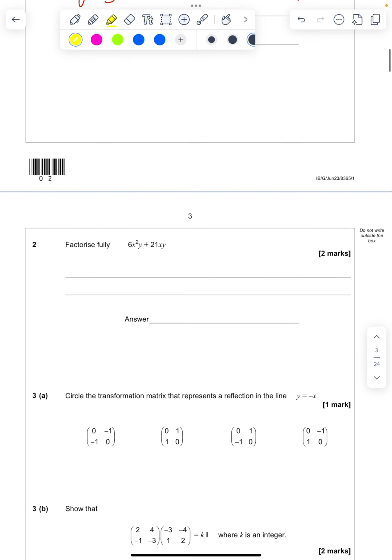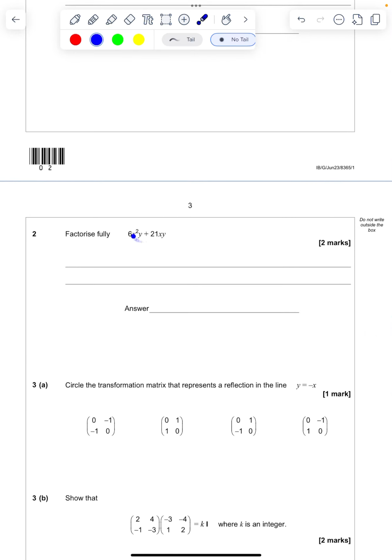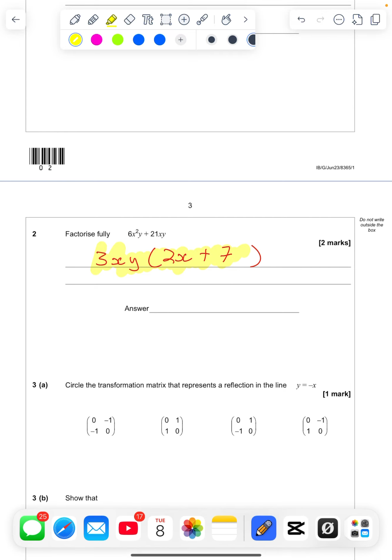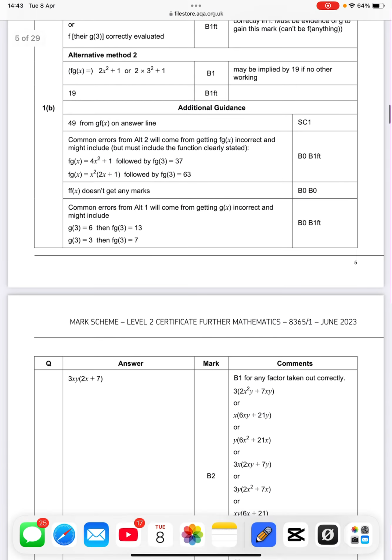Good stuff. Question 2 is factorising. It's not quadratic, you can see here, but you're asking what goes into 6 and 21. The biggest factor is 3, so you can take out a 3. You can also take out an x from both of those, and you can take out a y, and open up a bracket. 3 times 2x would give you 6x squared y, and then you want 21xy, so 3xy times 7 is 21xy. So that should be the answer: 3xy(2x plus 7). Check the mark scheme. Good, we're looking good.